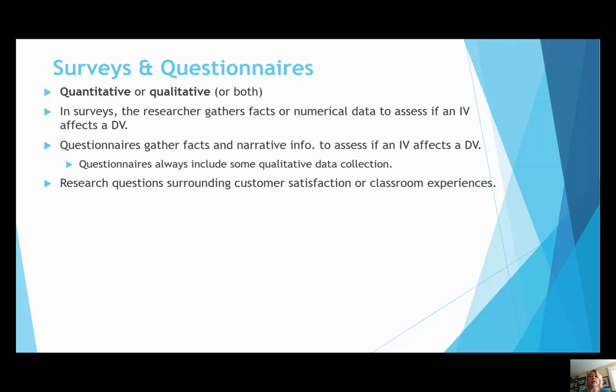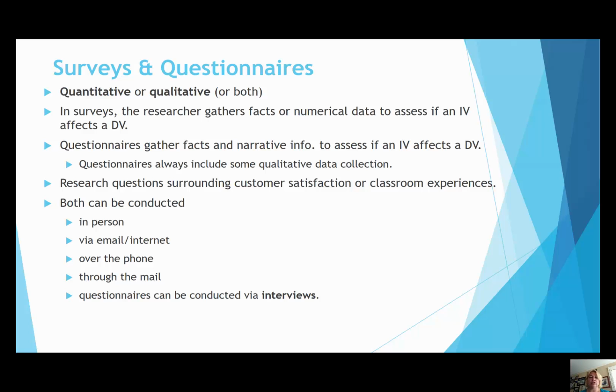Research questions surrounding customer satisfaction or classroom experiences are examples of either surveys, if they're just yes, no, strongly agree, disagree, and rankings. And if they ask you to provide comments, it's a questionnaire. And that can be after you've experienced shopping at Costco or Target or Verizon, or after you take this class.